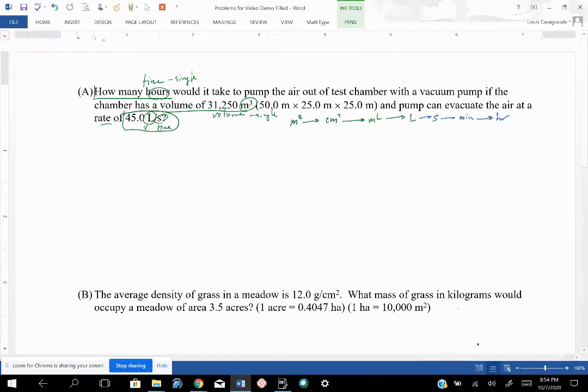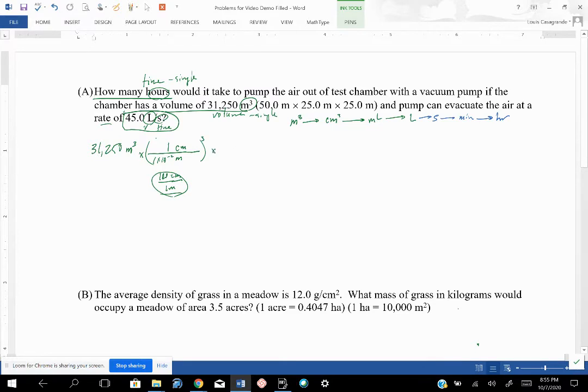So let's set it up and make the conversions as we go. Our starting number, 31,250 meters cubed. And we're going to have to multiply that. We have to convert from meters cubed to centimeters cubed. But remember, we can't just cube the units. We have to cube the whole conversion factor. And we do know that 1 centimeter is 1 times 10 to the minus 2 meters. You could use the 100 centimeters over 1 meter as well. Either one will work, but make sure you cube it.